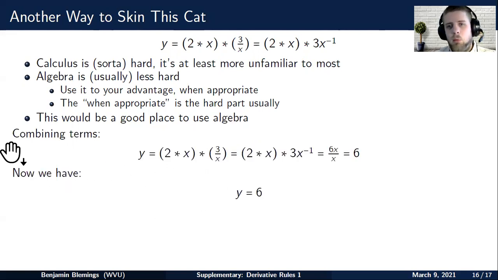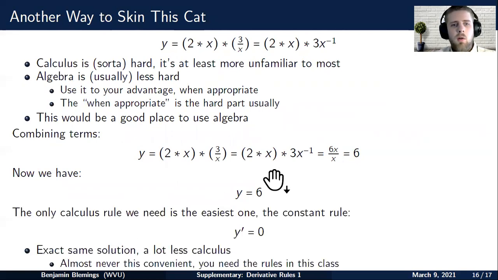We could just combine terms before we did any calculus, and we could have y equals 6x over x, which is just 6. So now we have y equals 6, and instead of needing the product rule, the quotient rule, the power rule, we can just use the constant rule, which I showed you earlier, and we'd have the exact same solution with a lot less calculus because the derivative of a constant is 0, always. Now, it's almost never this convenient. You're going to need the rules in this class, but I just thought it would be a fun way to show you there's more than one way to skin a cat.